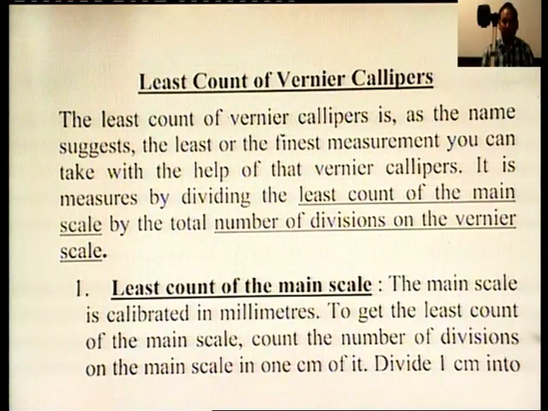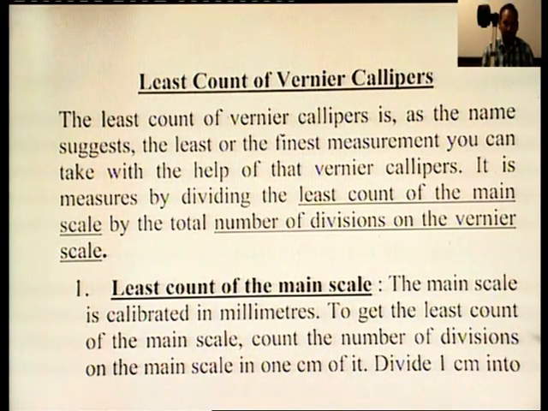Least count of a vernier caliper. The least count of a vernier caliper is, as the name suggests, the least or the finest measurement you can take with the help of that vernier caliper. It is measured by dividing the least count of the main scale by the total number of divisions on the vernier scale.